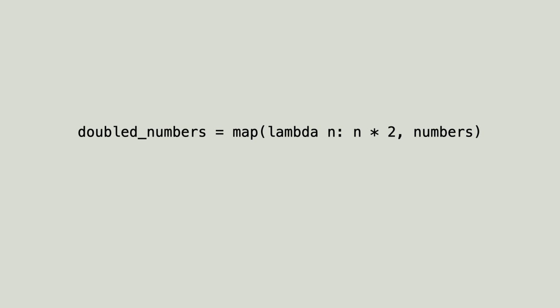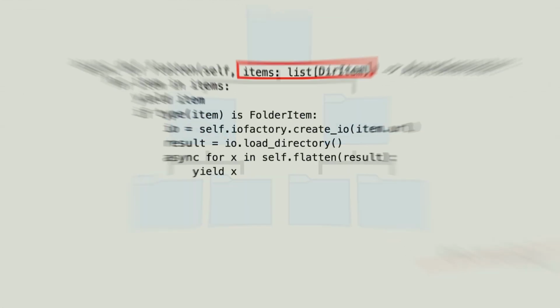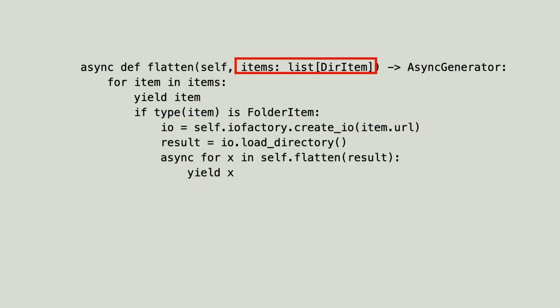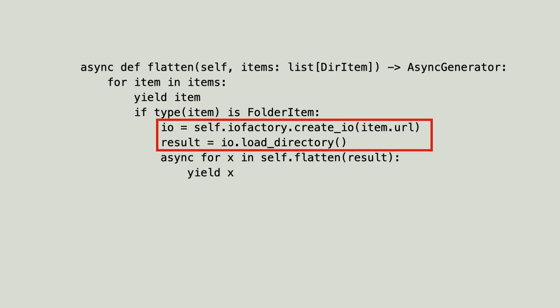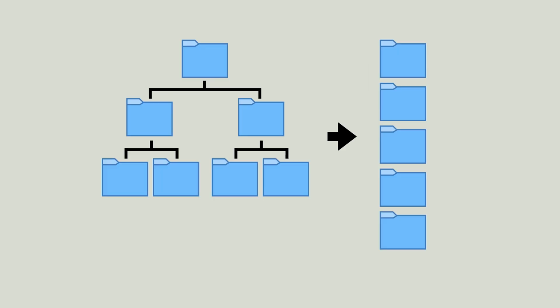Well, what if the logic gets a bit more complex? Let me show you a piece of code I am working on right now. I need to create a flat list from a directory tree. I want to do this asynchronously and cannot use Python's built-in walk function. This function gets a list of items, which can be files or folders. The top-level elements are yielded, and when an item is a folder, the folder contents are loaded. And the function calls itself with the items.